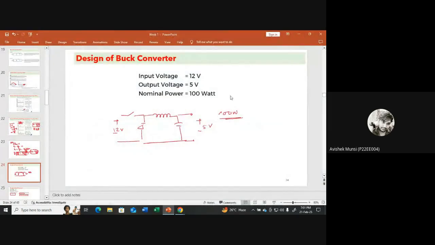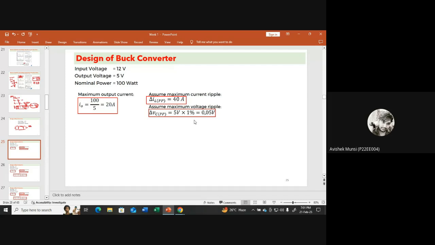And then we will move on. See, in this case, the maximum output current will be 20 amp, right? Since this is a DC, V0 I0 is equal to P0, so that is 100 by 5, that is 20 amp. Now we assume that the maximum delta IL is 40 amp, and the delta VC, that is the ripple voltage, is 0.05.